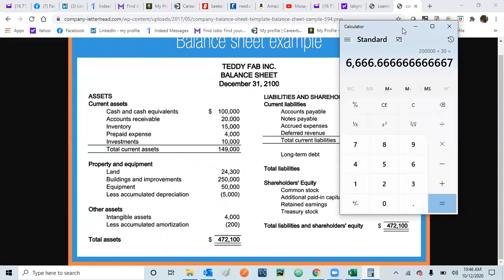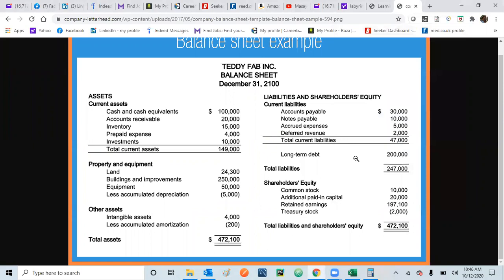This part is very important to understand. If you have to pay something within a year's time, then those are your current liabilities. If you have something to pay in more than 1 year's time, those are your long-term debt. Here we have an example of accounts payable: if you buy something from someone and you need to pay them. The same way for notes payable. If you have some expenses that you need to pay right away, within the year, those are the accrued expenses.